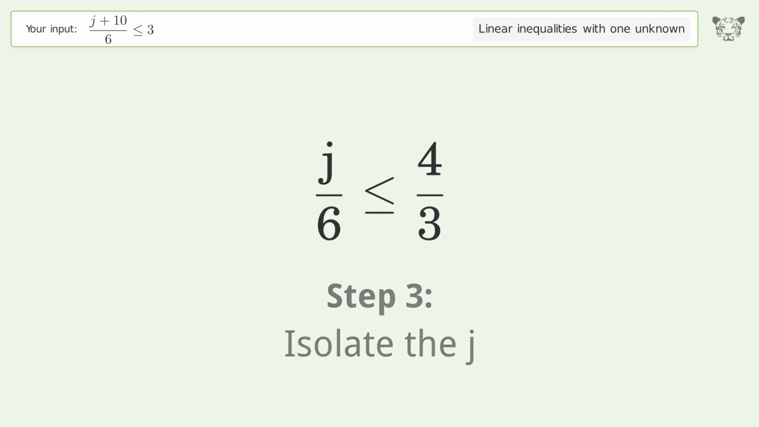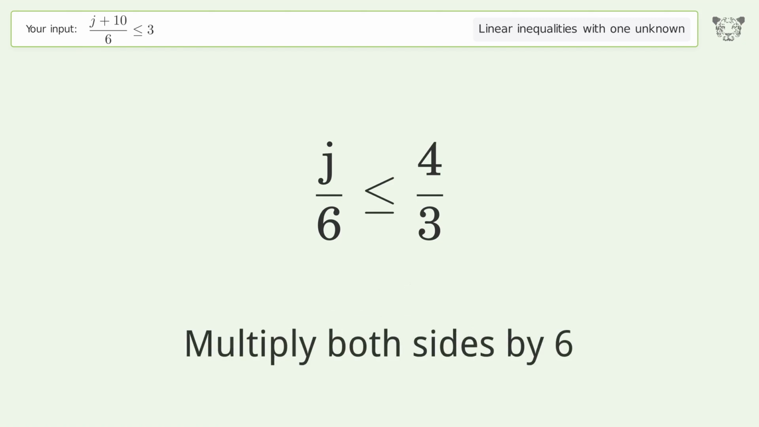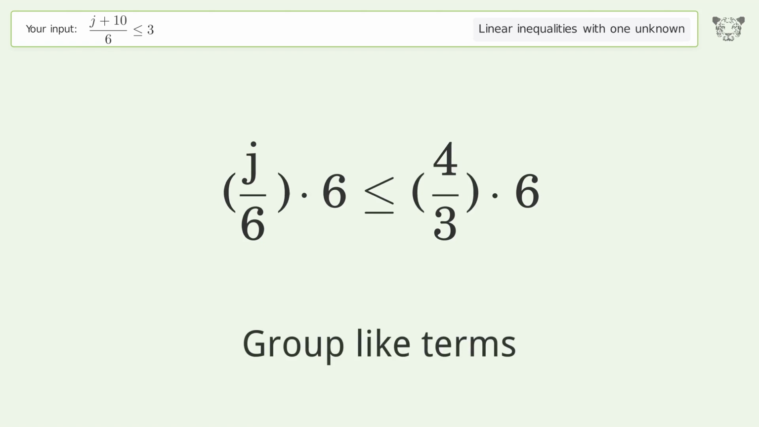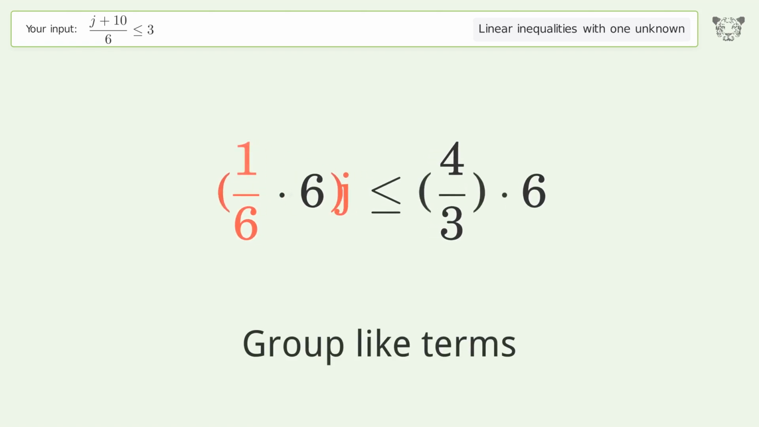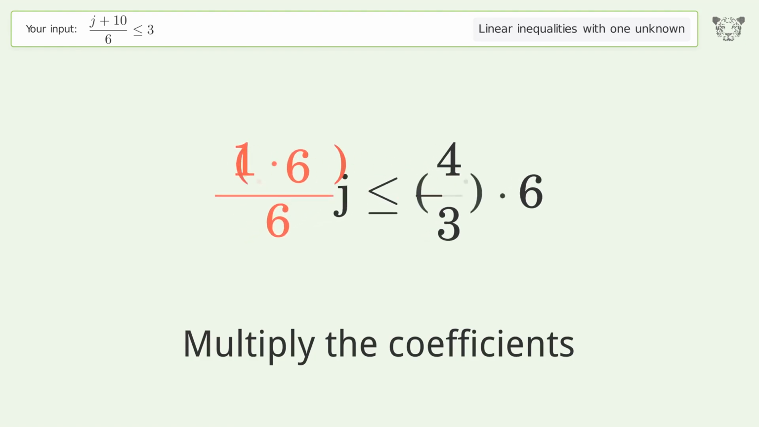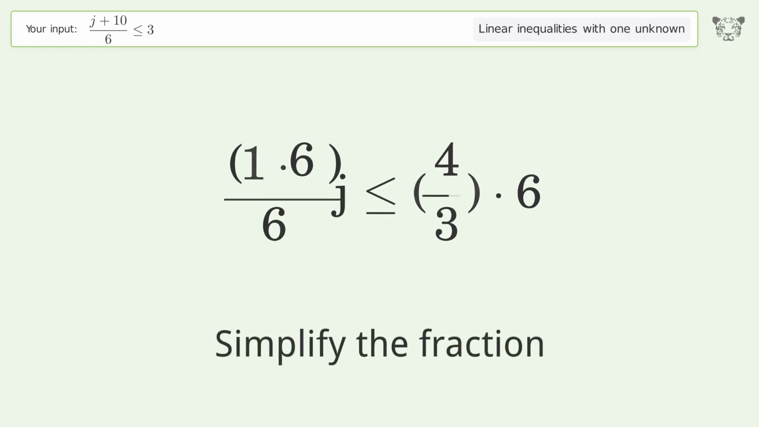Isolate the j. Multiply both sides by 6. Group like terms. Multiply the coefficients. Simplify the fraction.